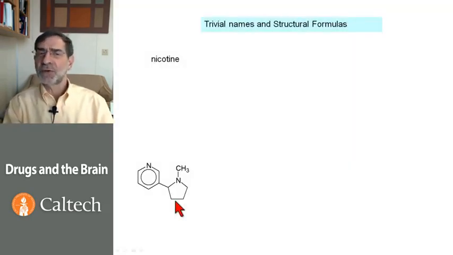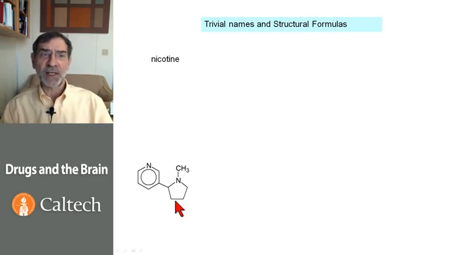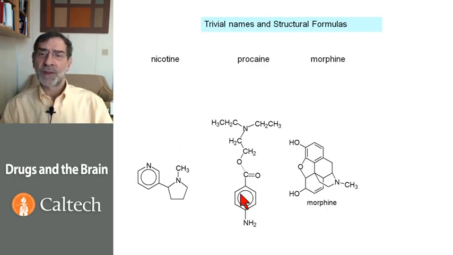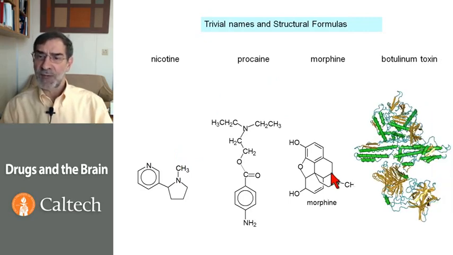So let's talk about trivial names and structural formulas for the 4 drugs we're going to consider in this session and in the next session. First, of course, will be nicotine. We'll also discuss procaine. We'll discuss morphine, and we'll discuss botulinum toxin. So these are our 4 example drugs for this session.